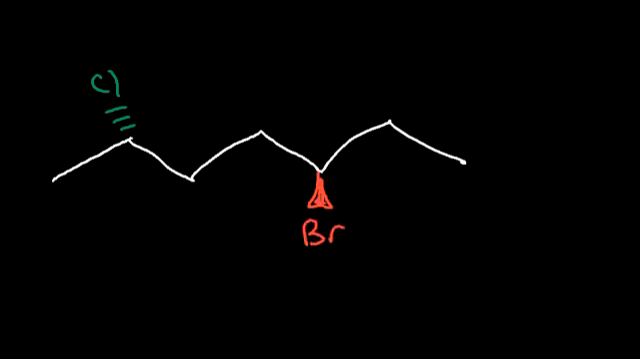Go ahead and name this particular compound. So to get the lower numbers, we want to count it from left to right. So the Cl is going to be on carbon 2 and the Br is going to be on carbon 5. If we count it the other way, the bromine will be on 3, and the Cl will be on 6. So this is carbon 1, 2, 3, 4, 5, 6, 7.